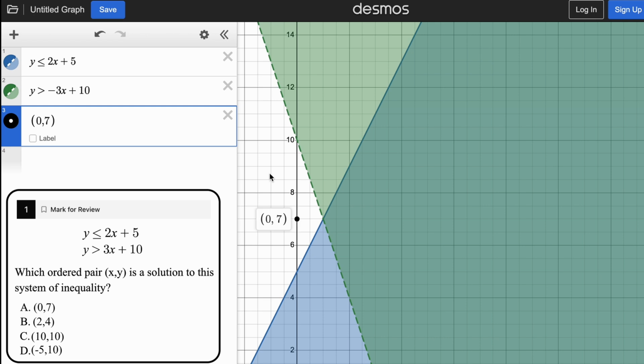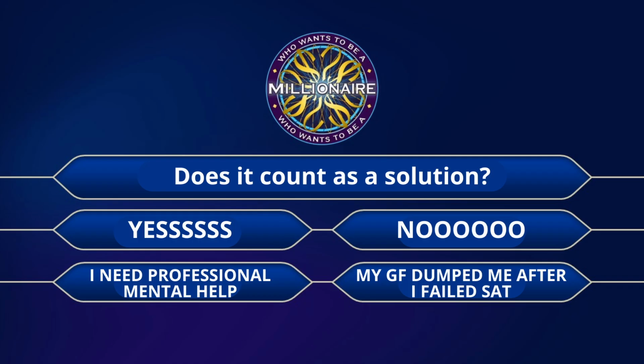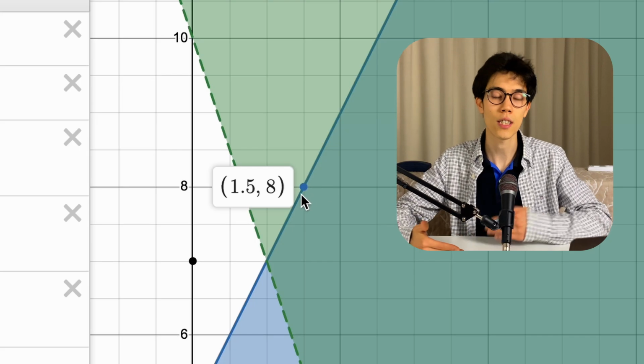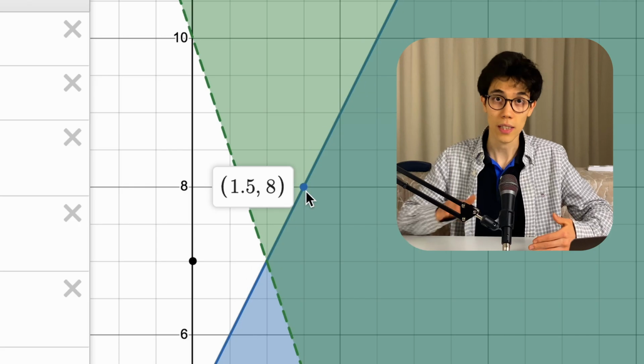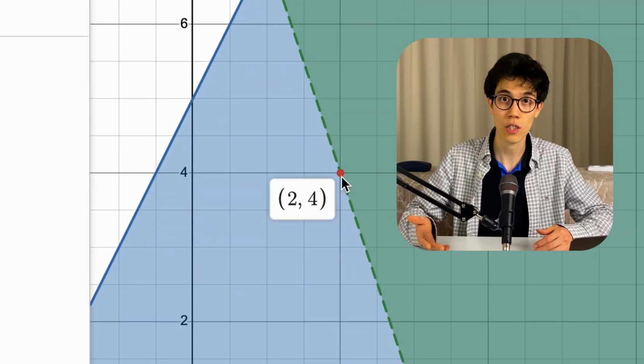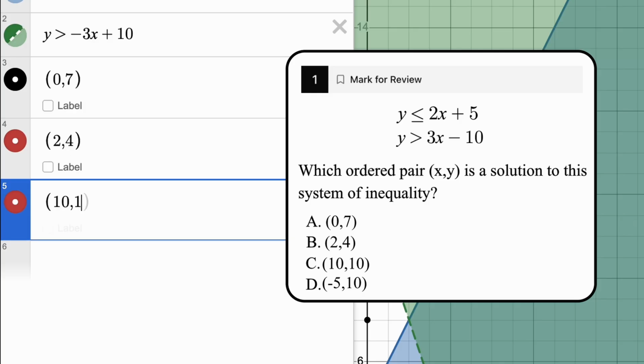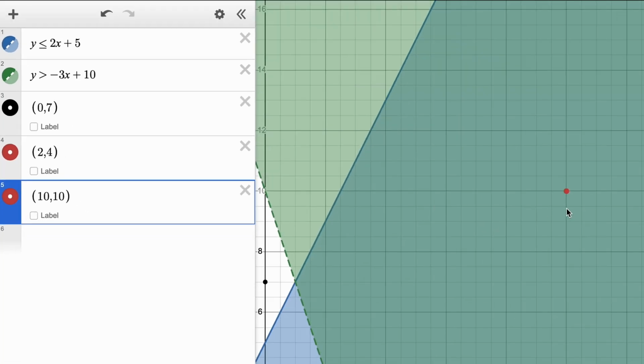0, 7, nope, it doesn't work. 2, 4, does it count as a solution? It counts only when the point is on a solid line, but here we have a dashed line, so it doesn't actually count. Now, the point 10, 10 is inside your solution area, so that's your answer.